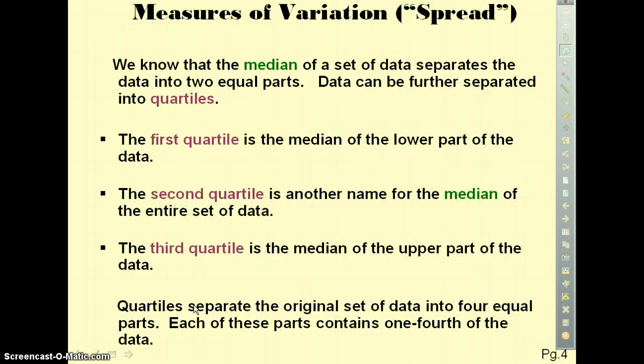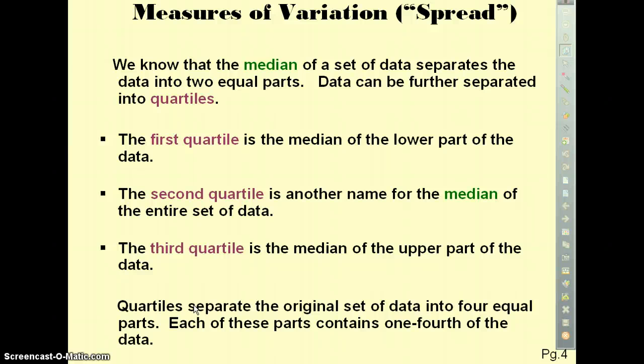Okay? Measures of variation. Measures of variation is how spread out your data is. We know that the median of a set of data separates the data into 2 equal parts. The data can be further separated into quartiles. What does the word quartile remind you of? Yeah, it kind of sounds like quarters, doesn't it? So quartiles means we're going to divide all of our data into 4 equal parts.